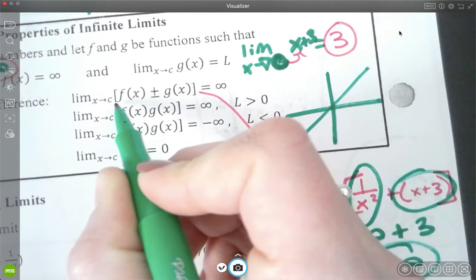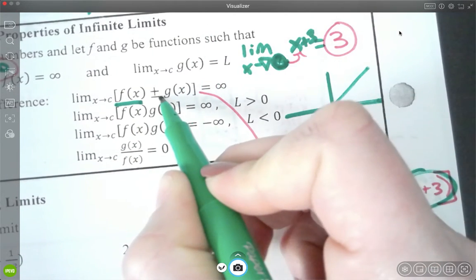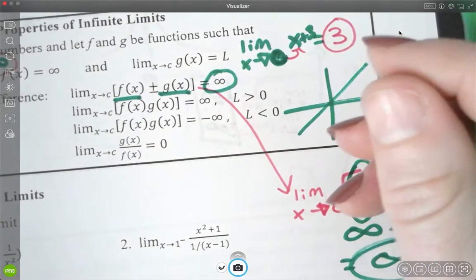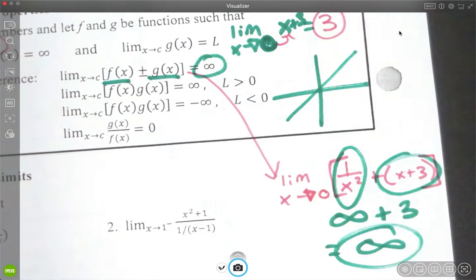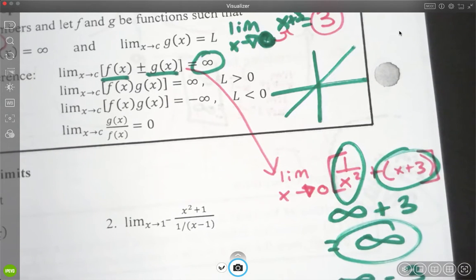If I take f of x and I add it to g of x, it's infinity, right? Because infinity plus 3 is still a really big number. What happens if that was minus instead? Like infinity minus 3. It's still going to be a really big number, right? If I'm subtracting 3 from a really large number, it's still going to be a really large number.